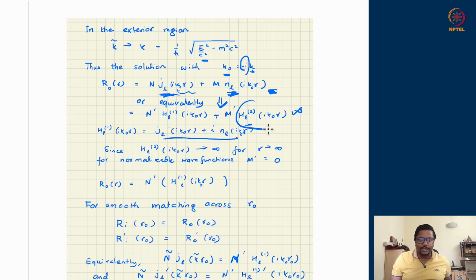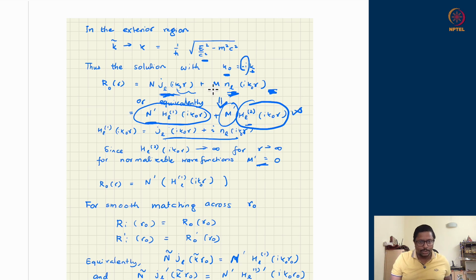Again, the second piece here diverges when R tends to infinity. At infinitely far away, my wave function will diverge. Again, that I do not want. So that means the coefficient of this should be 0. So n prime should be 0 and I should be left with only n prime with the first Hankel function.